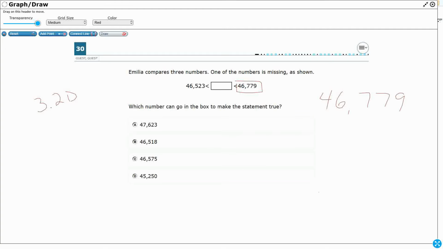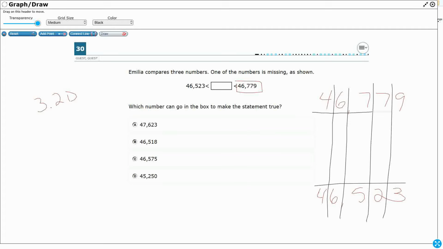779, 46, 523. Let's get some lines, and I just want to kind of stack my possible answer choices in between here, see what makes sense. All right, so I'm going from greatest to least. You could do from least to greatest, your choice. That's just how I want to visualize this. So my first one is going to be 47. Well, I can already tell you that's not going to work. Look, that 7 in the thousands place is larger than my greatest number, so we're done.